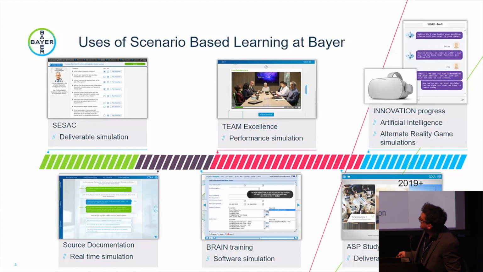So we do deliverable simulations, like this one. I will show you examples later, so we don't need to talk about them. A deliverable simulation is where you work through a scenario to complete a form, for example, say, at a clinical site assessment. So your ultimate outcome through that scenario is a deliverable which is fit for purpose and compliant with all the regulations.